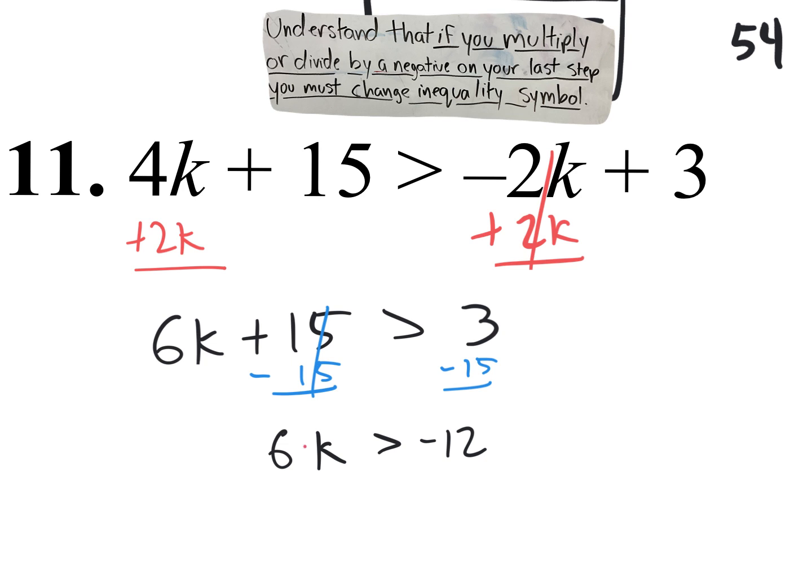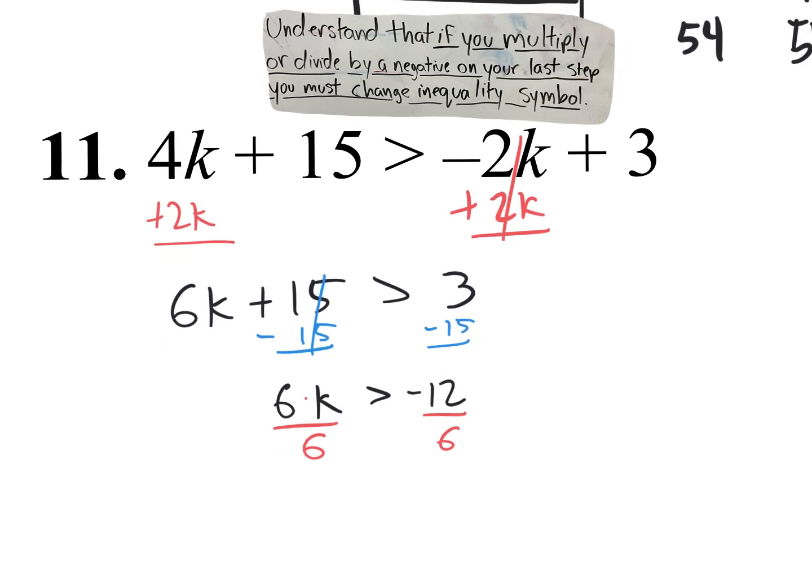So to get rid of that multiplication of 6 in front of the k, we need to do the opposite of multiplying, which is dividing by 6. And what you do to one side is do to the other side. So we are dividing by 6, which will give us the answer k, and negative 2 over here. And the inequality does not flip. It stays exactly the way it is.